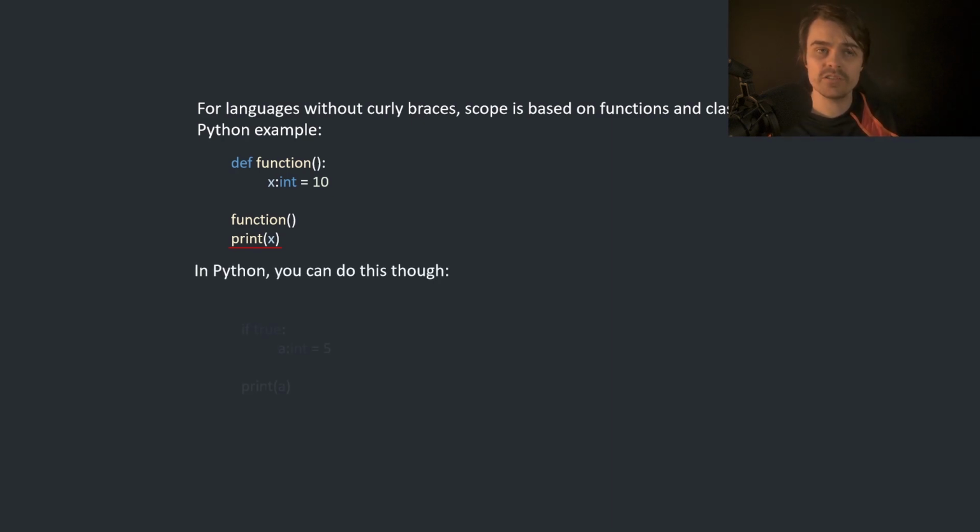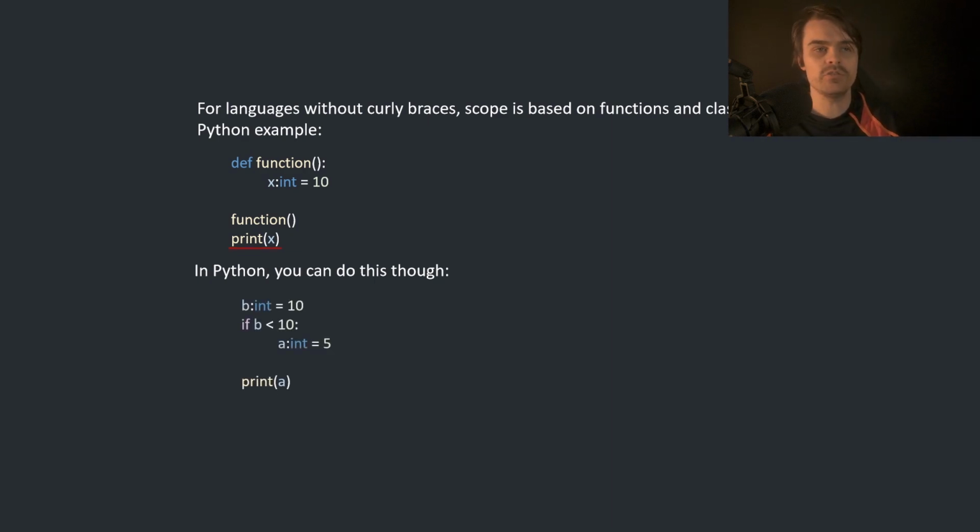In Python, you can do this though, which is very weird. So we just have if true, and we create A, and then we print A. This will still exist because it's still inside a function. If statements don't create scope, they don't end variables. You can still print. You can still do this, but you can also do stuff which is very dangerous.